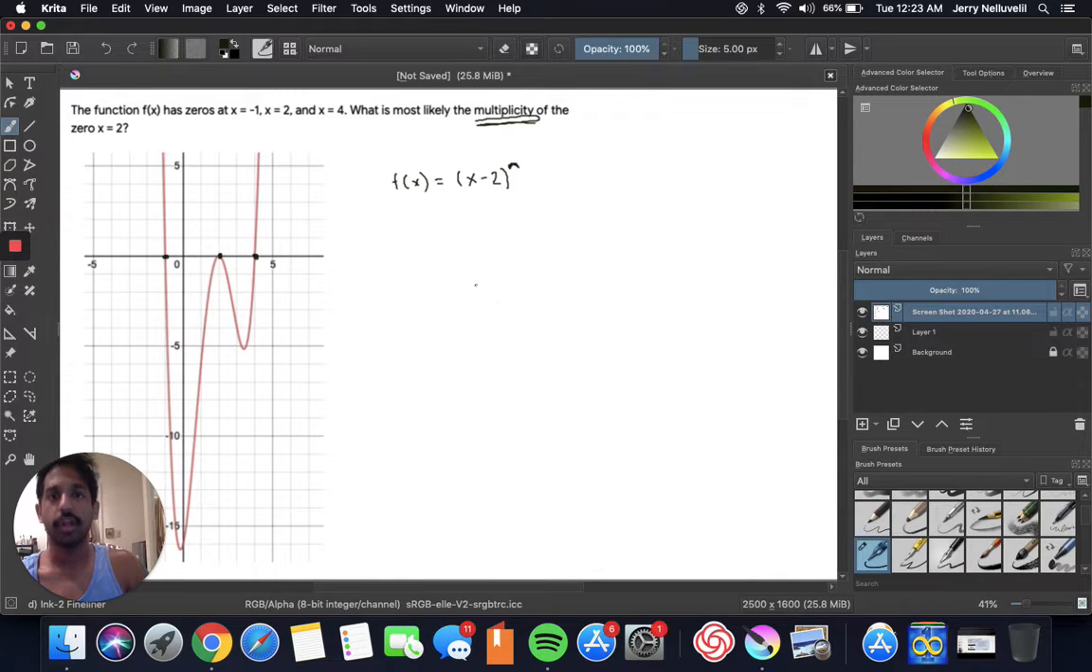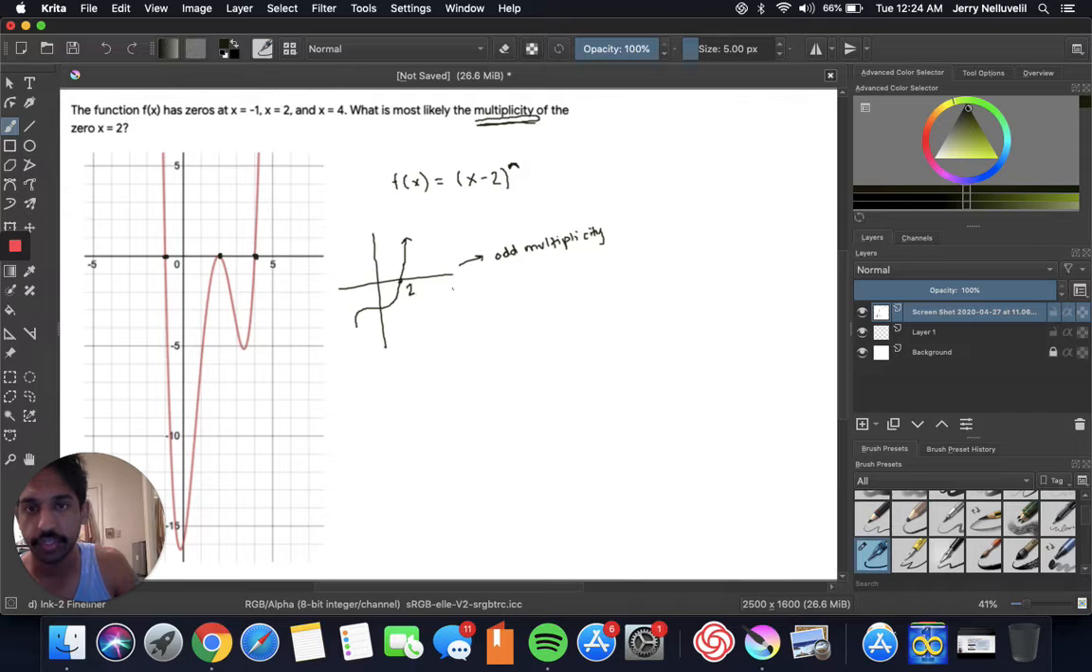Now, we learned that if we have a function, any graph, and it goes straight through, like that, if it goes straight through, it doesn't jump up and down, then this one has an odd multiplicity. Sorry that it's sideways. I don't know why. This one has an odd multiplicity. So that means that, let's say if this was 2, then we would have x minus 2 to the power of 1, or x minus 2 to the power of 3.